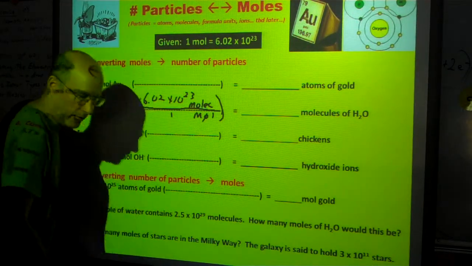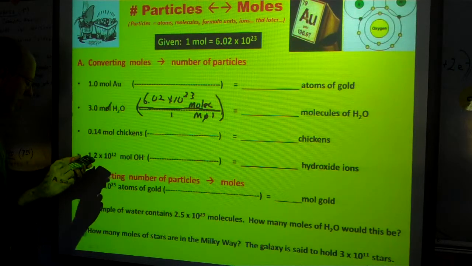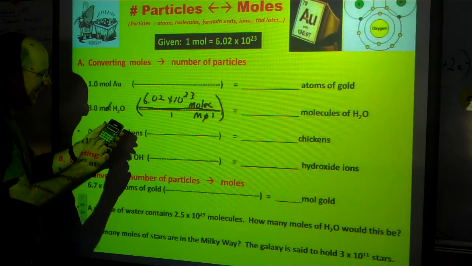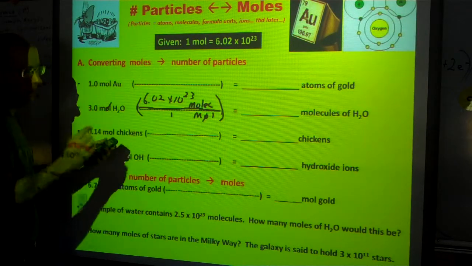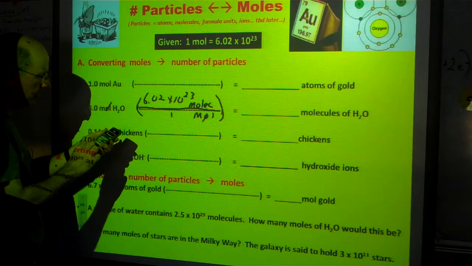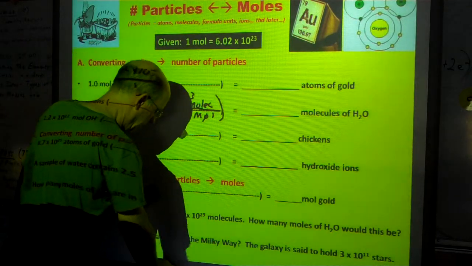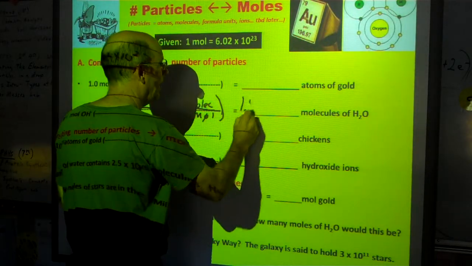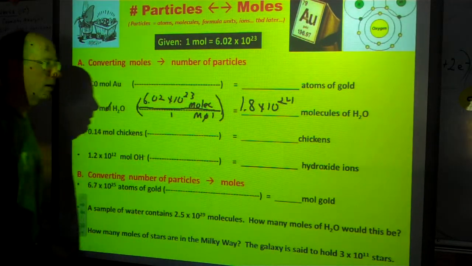Let's do the math. Take your calculator and plug in 3 times this number on top, 6.02 EE 23, hit enter, divide by what's on the bottom, in this case it's 1, divide by 1, hit enter, and you have 1.8 times 10 to the 24th. You have 1.8 times 10 to the 24th molecules of water.